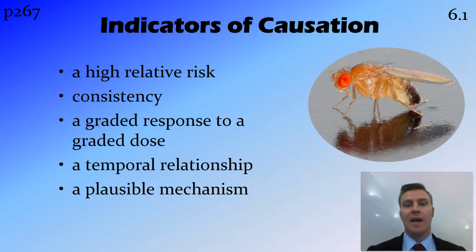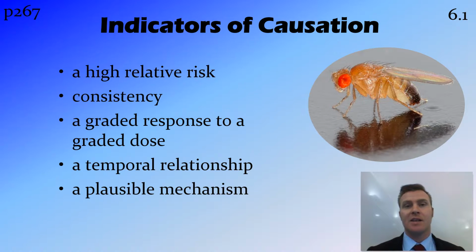But we have a few indicators of causation. And what I'm going to do is talk about our fruit fly and our fruit fly mutations being caused by X-ray radiation. So the first thing is a high relative risk. So that means that if you look at fruit fly that are exposed to radiation, they then have a high risk of developing mutations, and higher than the standard population.